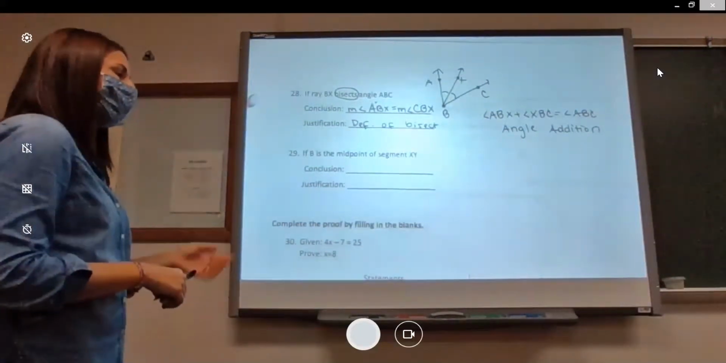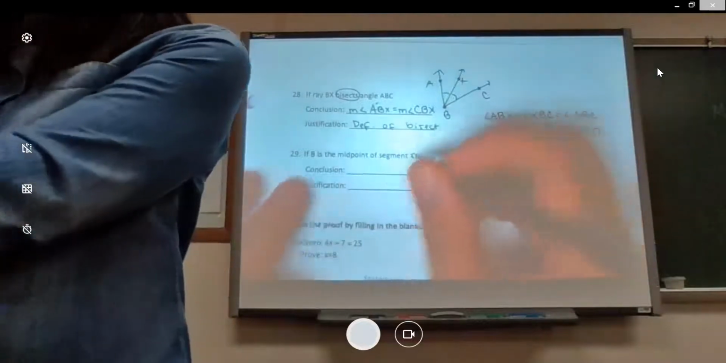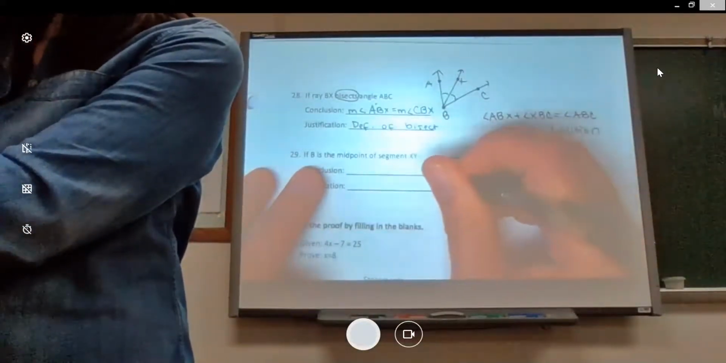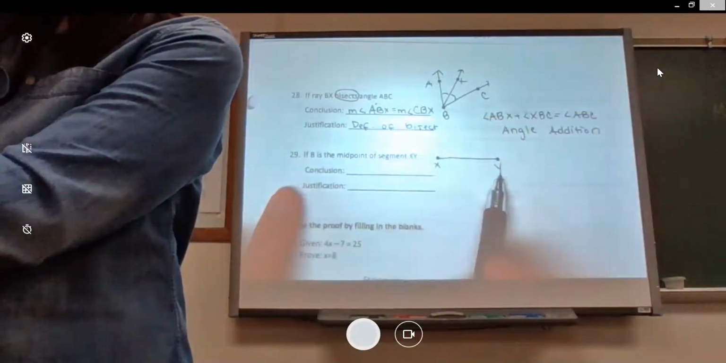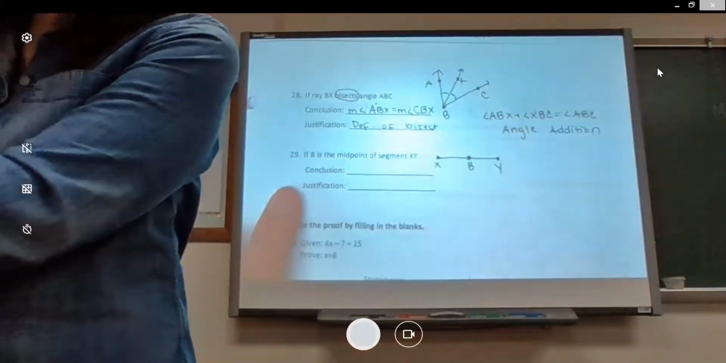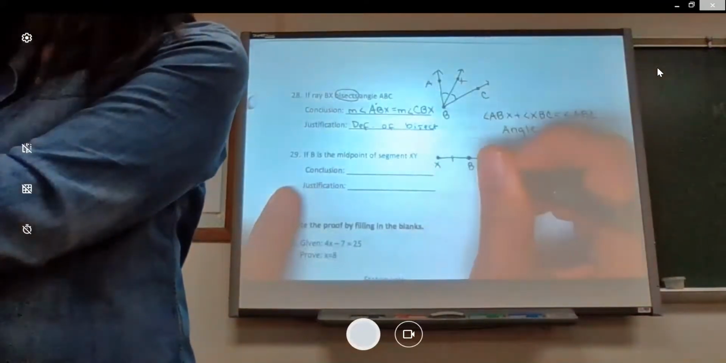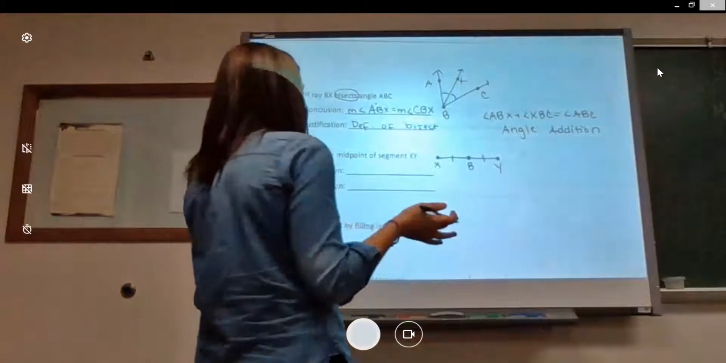Same thing on 29. There's two kinds of things I would accept here. So B is the midpoint of segment XY. Again, if it's describing a visual, draw the visual. So I have segment XY, and B is the midpoint. Midpoint meaning it's in the middle, or that it's the same amount on both sides, it's in the middle.